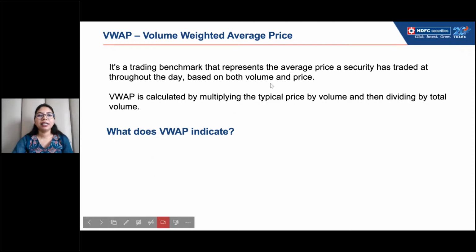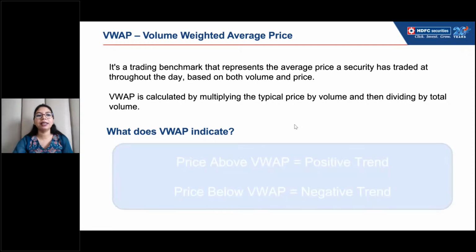It's a trading benchmark that represents the average price a security has traded at throughout the day based on both volume and price. Okay. VWAP is calculated by multiplying the typical price by volume and then dividing by total volume. Okay, तो ये average price हो गया, volume weighted average price. ये इसका आपको एक line मिल जाता है, ठीक है?